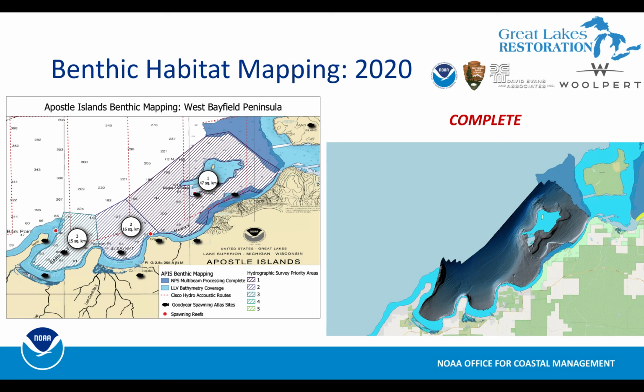Here's one example off the western side of the Bayfield Peninsula, where each of these geographies highlighted 1, 2, and 3 were the priority areas identified by partners to help fill in some of the data gaps. You can see this exists between Sand Island and the Apostle Islands and Bark Point along the main shoreline.